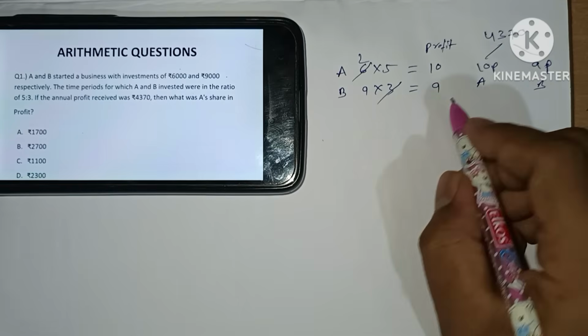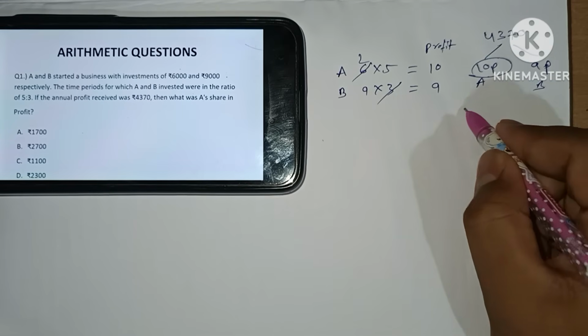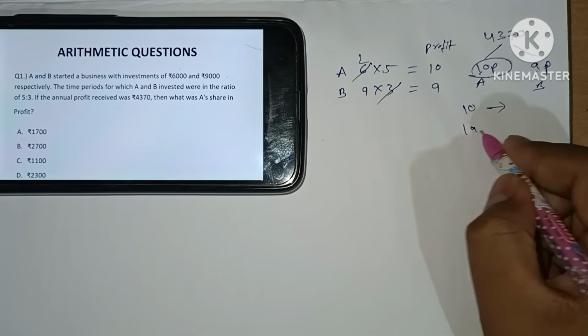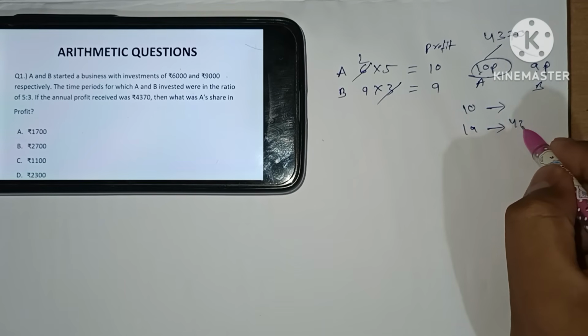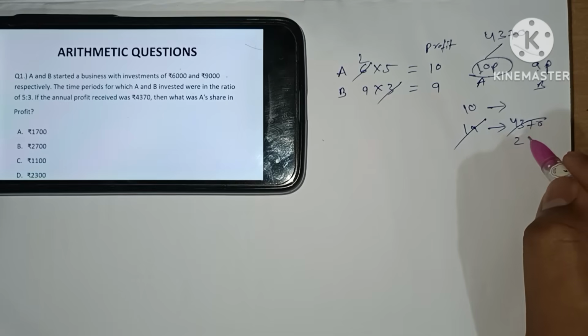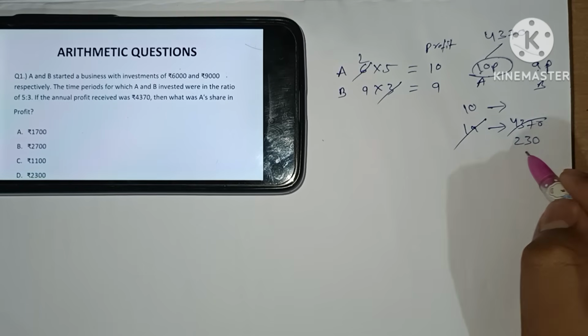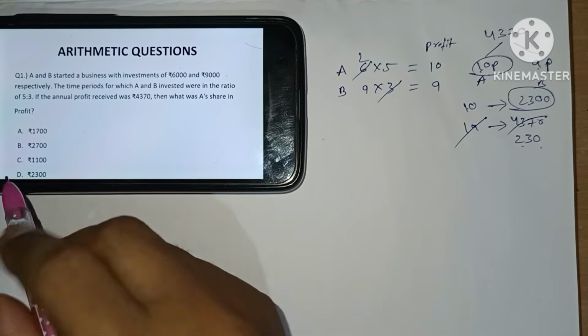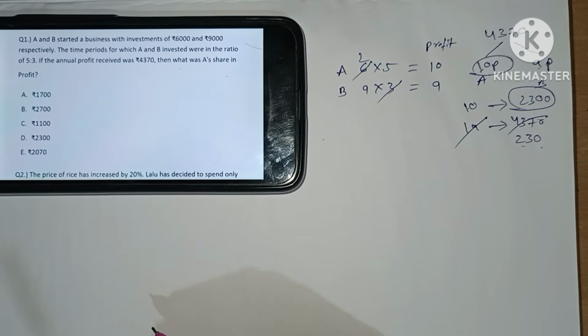So what we need to find is the value of 10 parts. The total of 19 parts is 4370. 19 twos are 38, 19 threes are 57, so each part is 230. So 10 into 230 will be 2300, which is our answer. Option D is our answer.